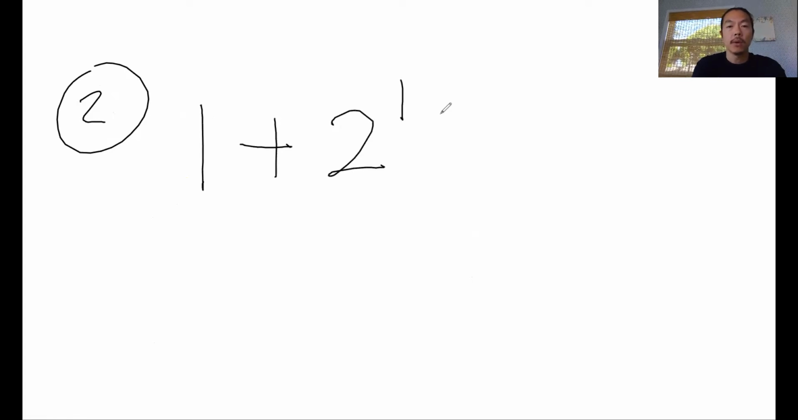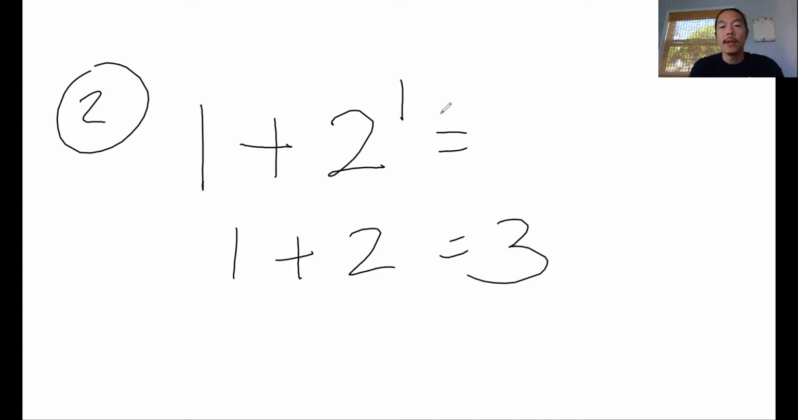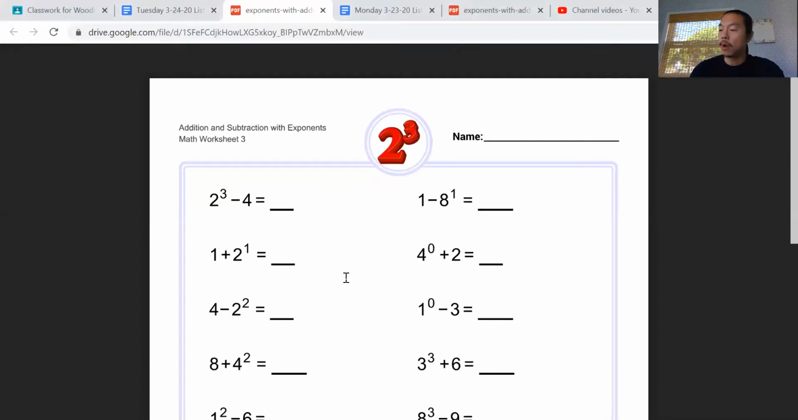Second problem we're going to do, and the final problem, will be 1 plus 2 to the first power. Okay. 2 to the first power, we know, is 2, because 2, just write it one time, is 2. 1 plus 2 equals 3. Actually, I'm going to do another problem. I'm going to do a more difficult problem because we're going to have some problems that involve negative numbers. I know this sounds a little scary, huh? Negative numbers.